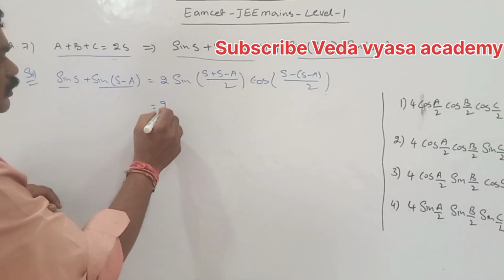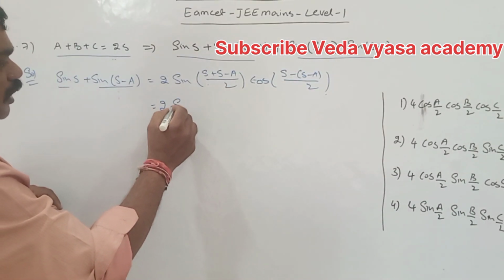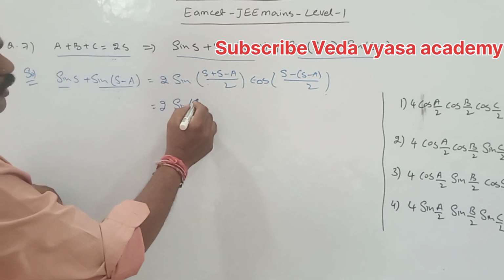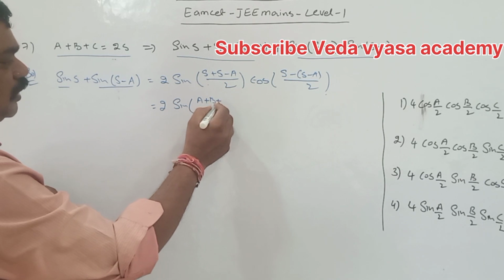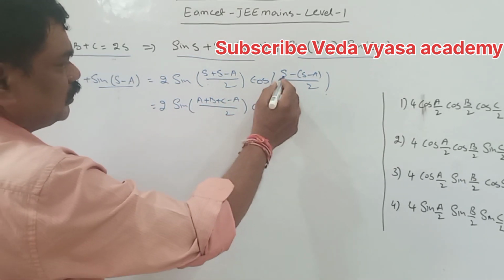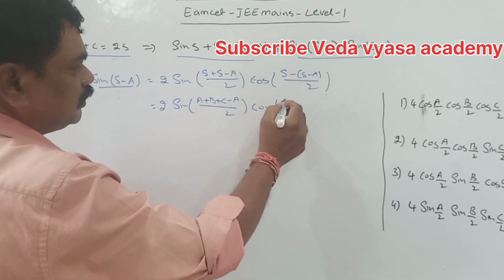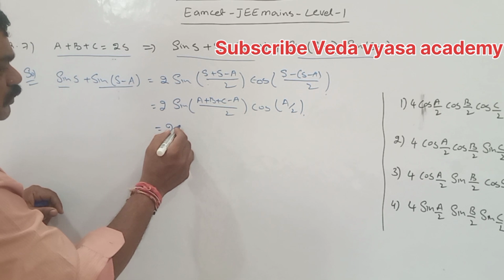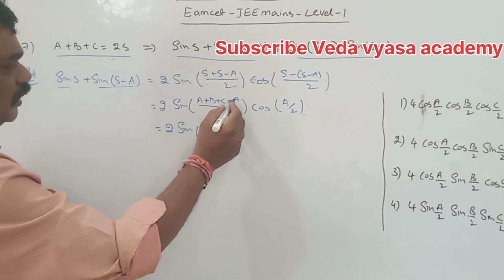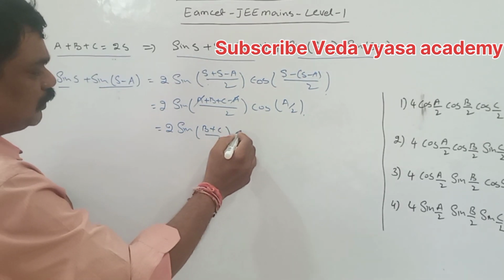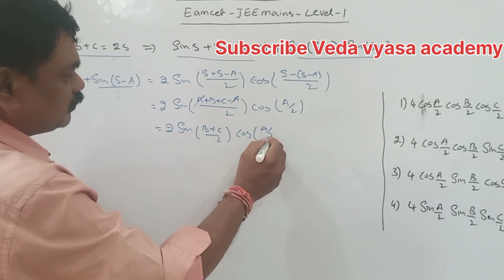So we have 2 into sin of 2s minus a by 2, and 2s means a plus b plus c. So (a plus b plus c minus a)/2 into cos of a by 2, since s minus s cancels. So this is 2 sin of (b plus c)/2 into cos of a by 2.